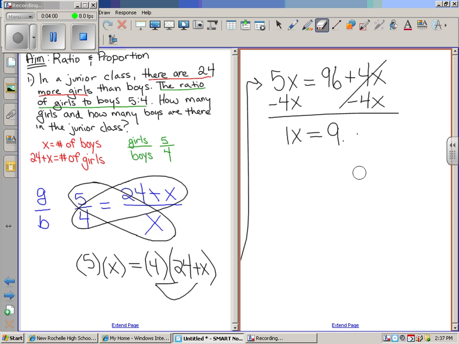Good. Whenever you have a word problem, you have to give your answer in terms of a sentence. There are 96 boys. And if there are 96 boys, how many girls are there?